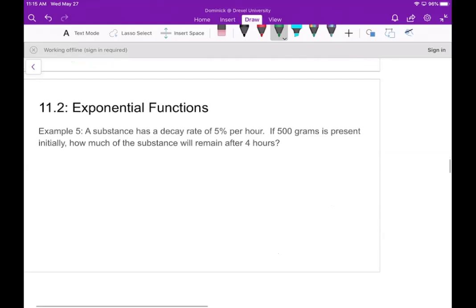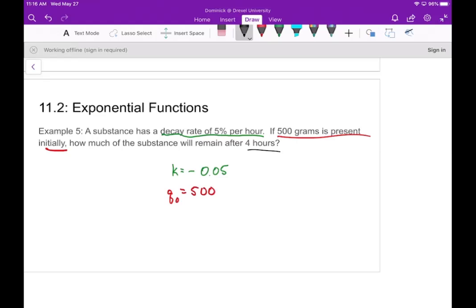So we're told that a substance has a decay rate of 5% per hour. We're also told that if 500 grams is present initially, how much will remain after 4 hours? Well, if we're given a decay rate, that's like a k. And if it's negative, it's a negative 0.05 once we convert it to a decimal. Now, 500 grams is initially present, so that's my Q0. So Q0 is 500. And we want to know how much of the substance is left after 4 hours, so that's t is equal to 4.